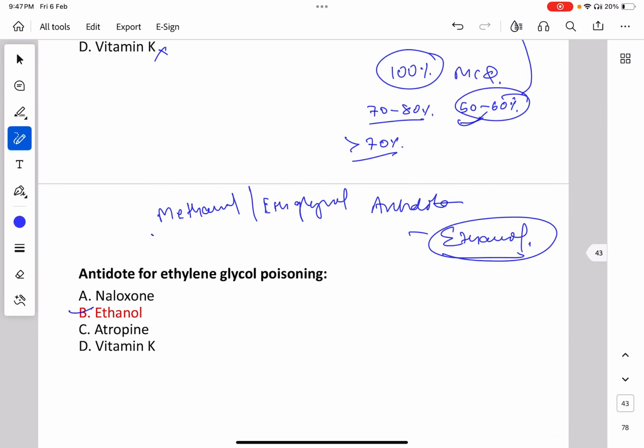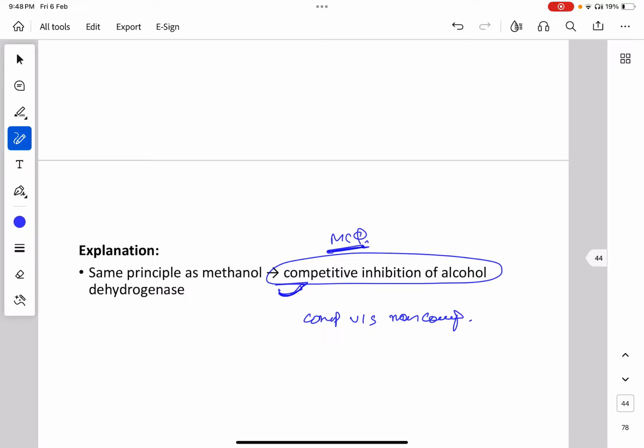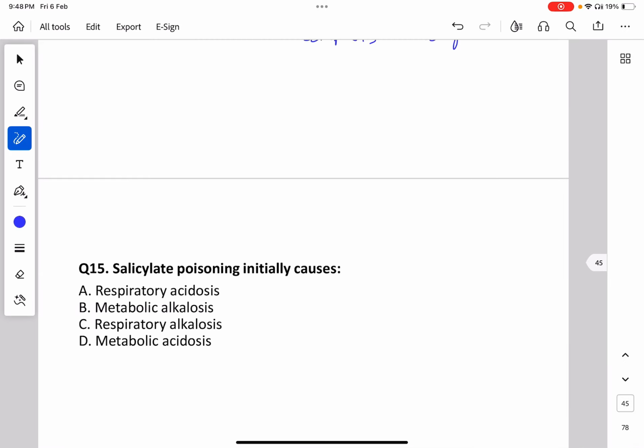So the antidote for methanol and ethylene glycol is ethanol. Same principle: competitive inhibition. Again, a good MCQ question: what is the mechanism of ethanol in preventing complications of methanol or ethylene glycol poisoning? It is competitive inhibition. There are two types of enzyme inhibition: competitive versus non-competitive. Here, in these poisonings, competitive inhibition of alcohol dehydrogenase is the principle of ethanol as an antidote.